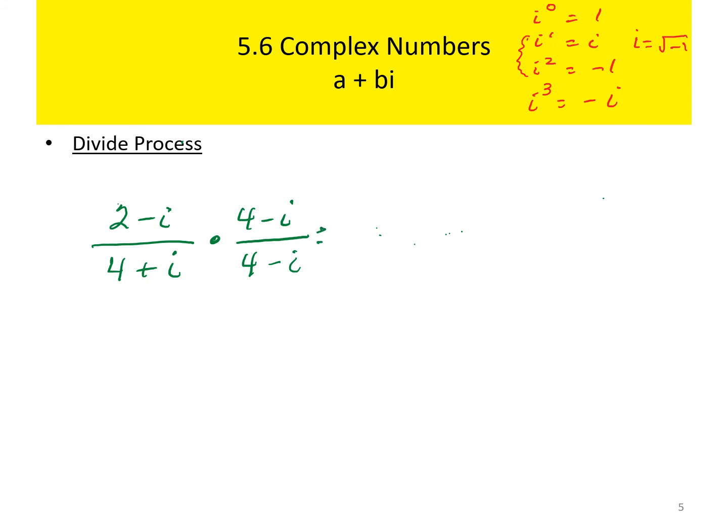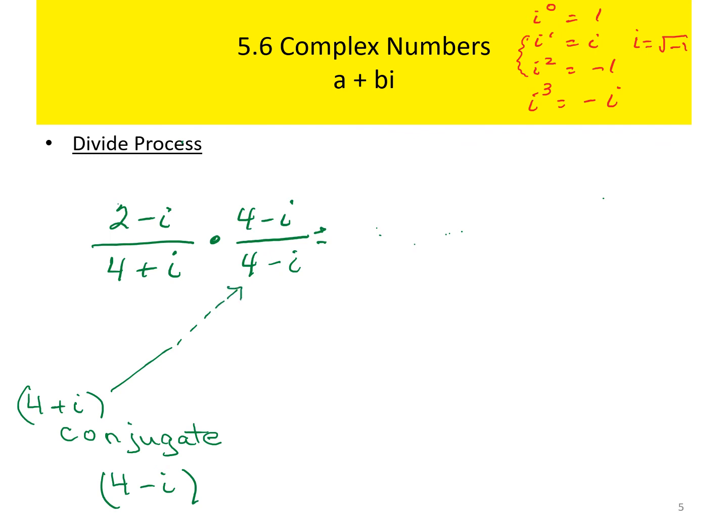So just remember that when we talk about denominators, we cannot have 0 or square roots. And i is a square root. So therefore, the conjugate of 4 plus i is 4 minus i. And that's what we multiply by.